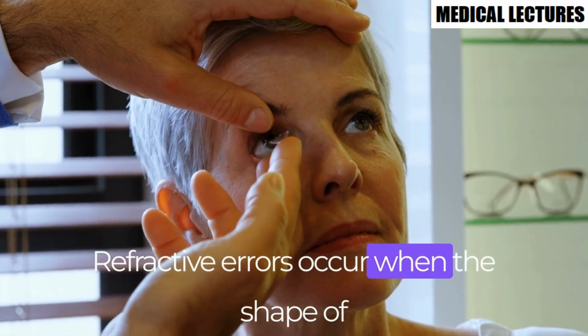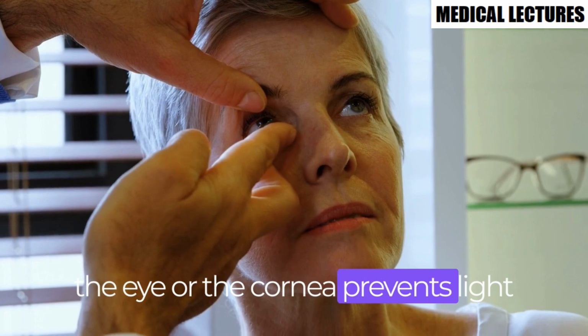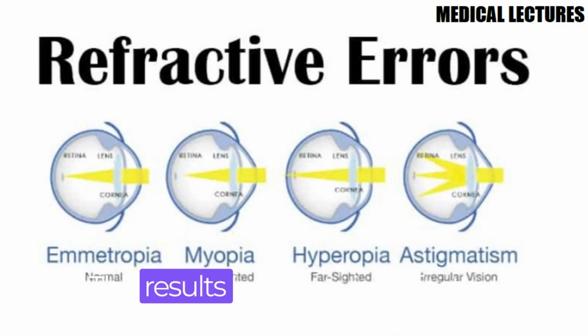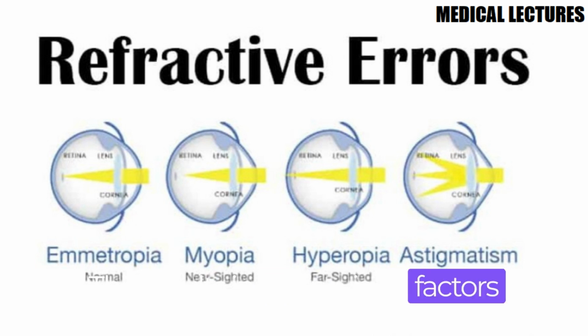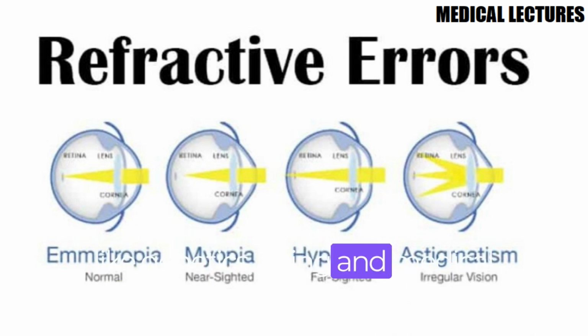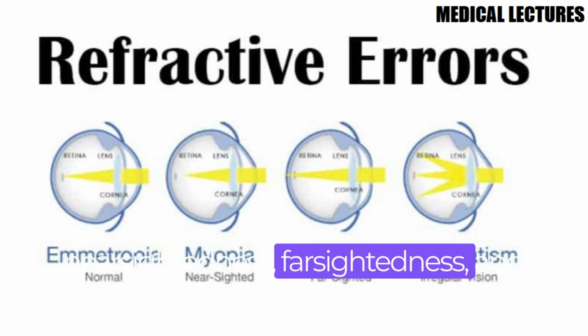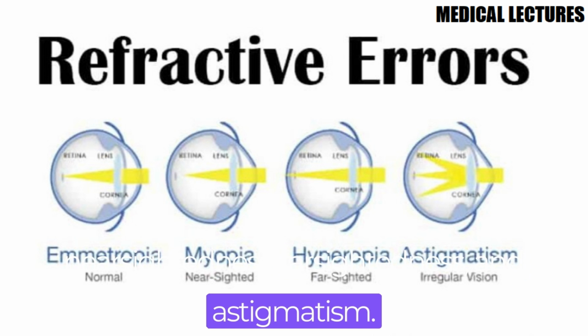Refractive errors occur when the shape of the eye or the cornea prevents light from being focused correctly onto the retina. This results in blurry vision. Factors like genetics, aging, and medical conditions can cause refractive errors. The most common types are nearsightedness, farsightedness, and astigmatism.